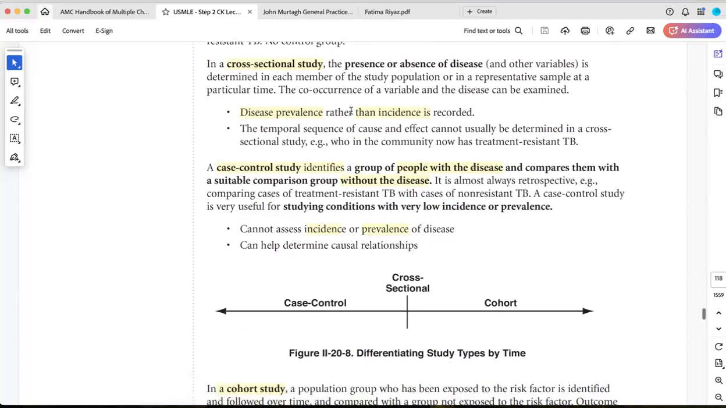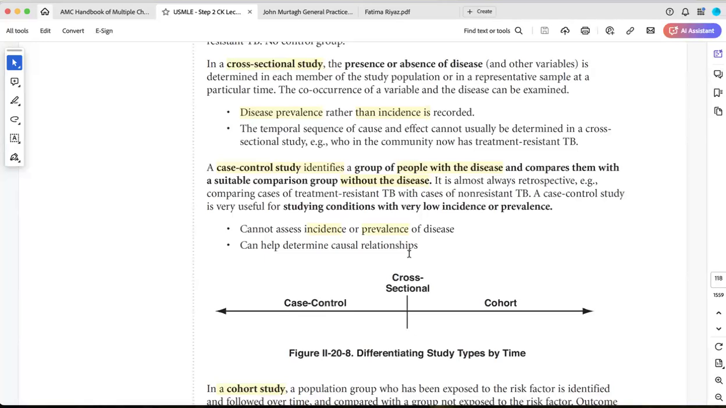So a cross-sectional study is where the presence or absence of a disease is determined in each member of the study population at a particular time. In a simple way, when we do a study to know, at that point in time in a particular community, the presence or absence of a disease, like at the moment I want to know how many people in a particular suburb or community are diabetic, the study that I will choose is the cross-sectional one.